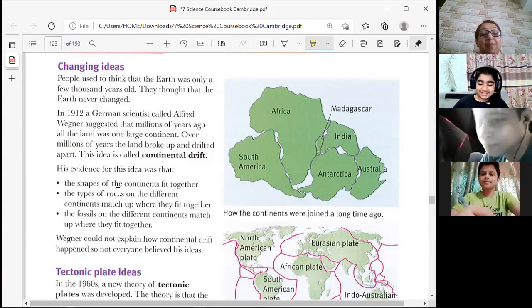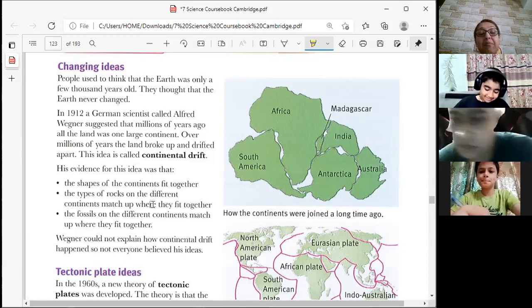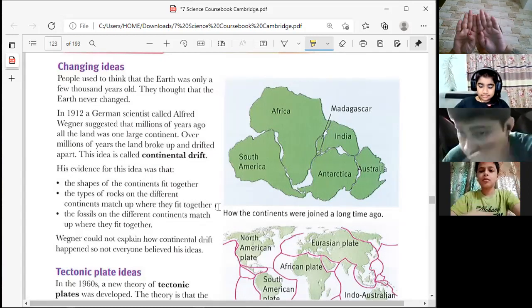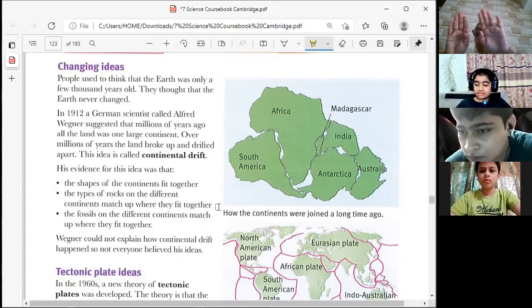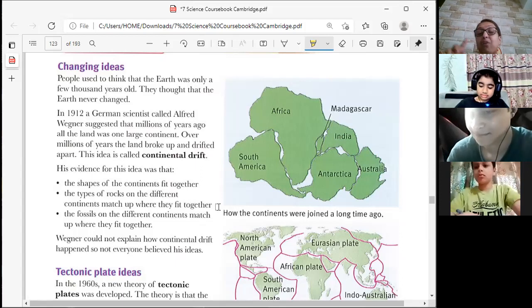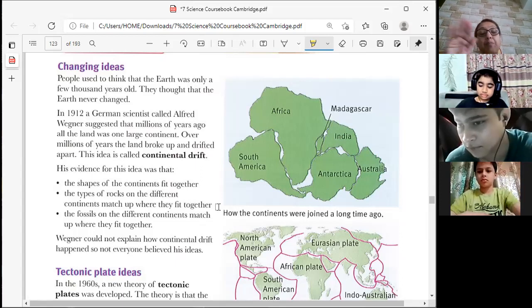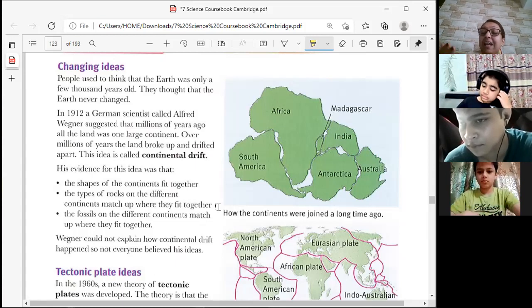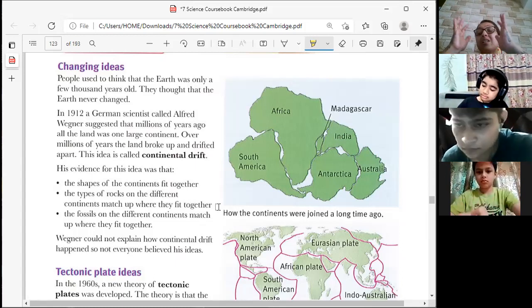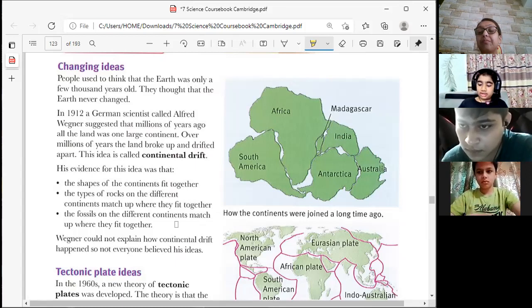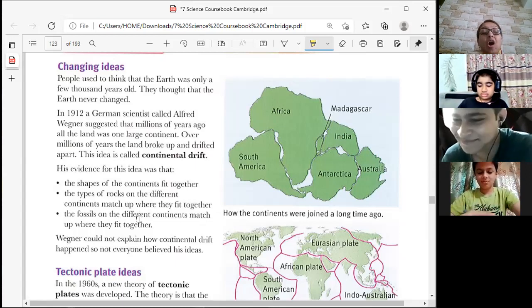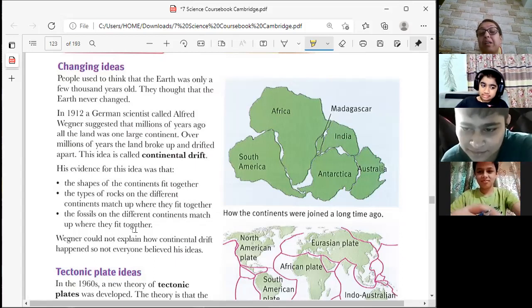The types of rocks on different continents match up where they fit together. Now, when they put the pieces together, which is practically not possible, you can only think of it like puzzles. When they try to do it, they say the types of rocks on different continents also match up when they're put together. So this is how he is giving a proof that earlier maybe all the continents were just one piece. The fossils on the different continents match up where they fit together. Even the fossils give a proof that the continents match up where they fit together.